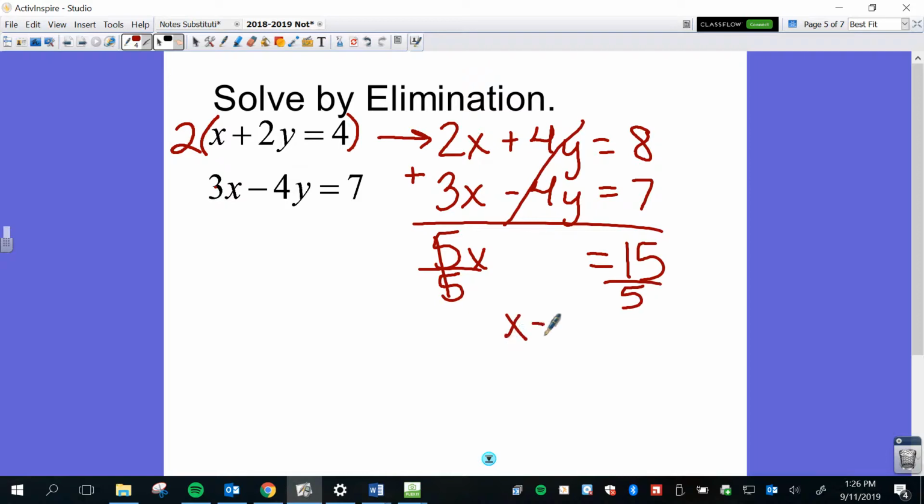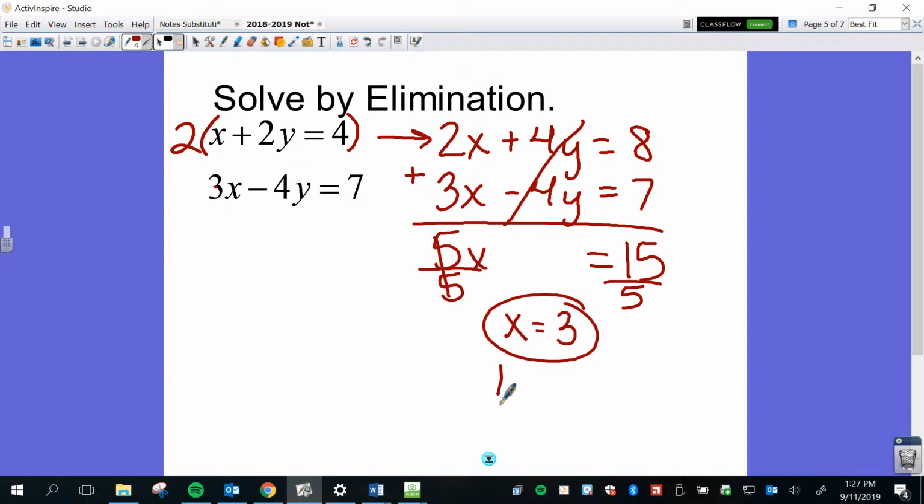X equals what? 3. Great. We have x. The rest of this process is just like substitution. We plug this in to any of our equations to get y. When you go to choose, I always pick the one with the smaller numbers. So maybe I'm going to pick this top equation.